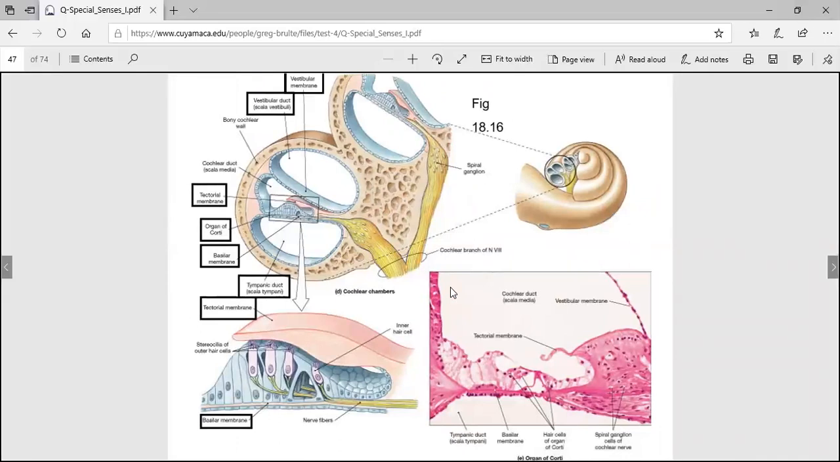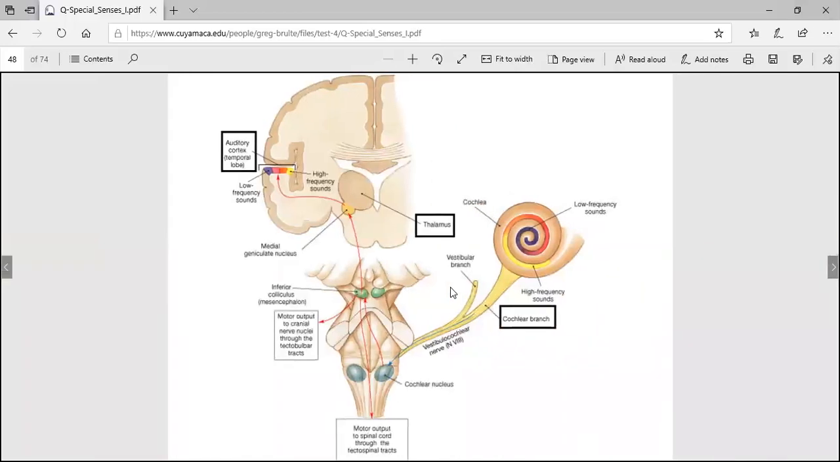So everything with a box, basically, that we've talked about. And I'm not going to make you do a tracing, just make sure you know that it does go through the thalamus, because almost everything sensory goes through the thalamus. And you end up in the temporal lobes.